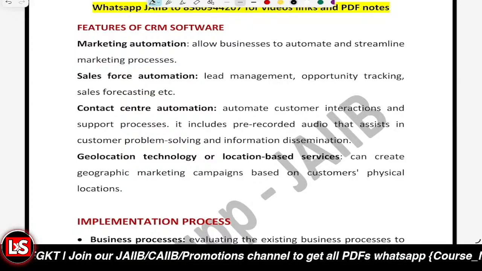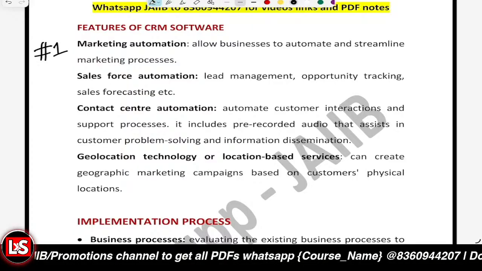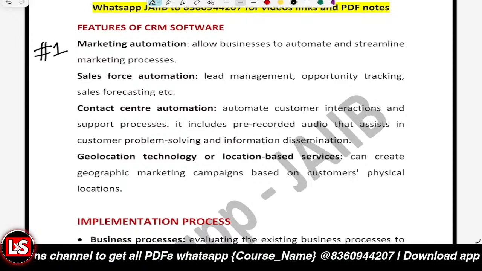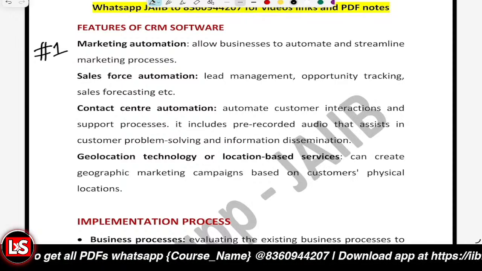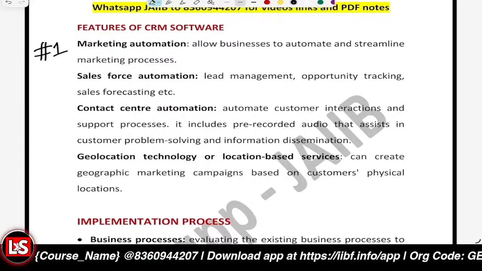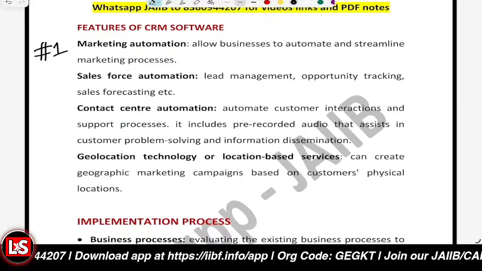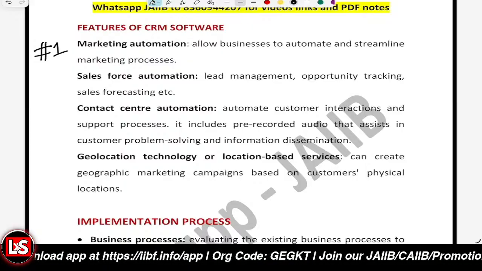The CRM software can do marketing automation itself, like activities such as email campaigns, SMS campaigns, or, let's say, WhatsApp campaigns or follow-ups. Those can be automated automatically. If this criteria is met, we will be sending this message, this personalized text, to the customer, something like that, right?